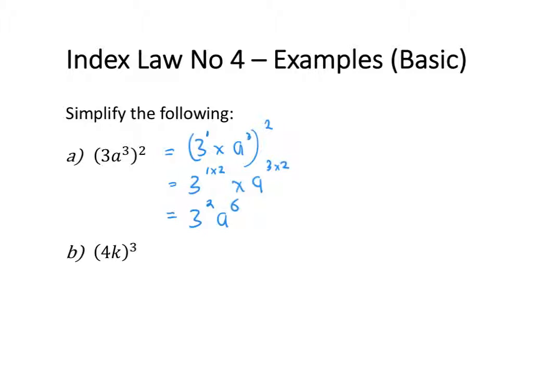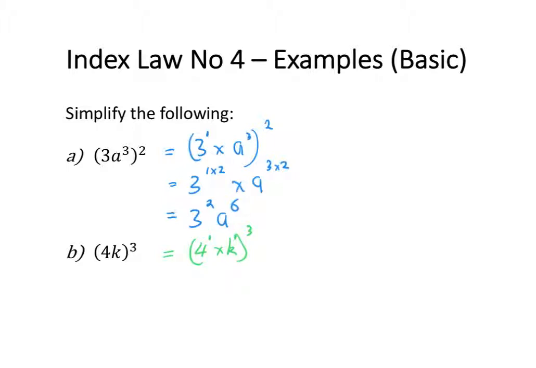So 3a to the power of 3 raised to the power of 2 simplifies to 3 squared a to the power of 6. So let's have a look at the last example, 4k to the power of 3. And again, this time I have two terms inside of my brackets. So I've got 4 times k, and I'm going to raise both of them up to the power of 3. Now both my 4 and my k don't have any indices at the moment, so I can add in a 1 to both of them.